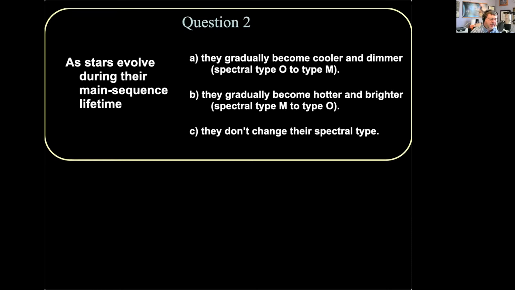And here's something I didn't emphasize, but is really important. Do stars continue to evolve during the main sequence life? A, they gradually become cooler and dimmer. B, they gradually become hotter and brighter. C, they don't change their spectral type. Glad I have this question, because I can't believe I forgot to emphasize this.